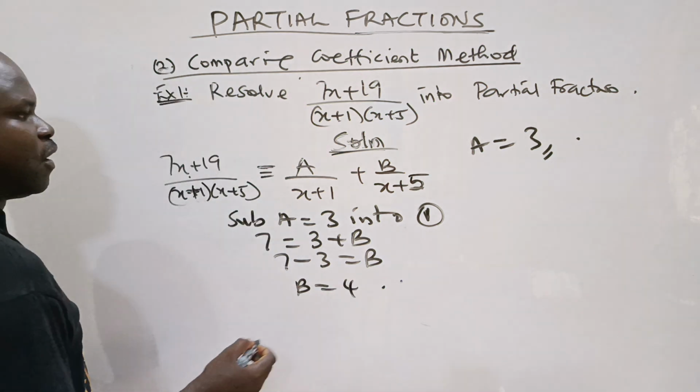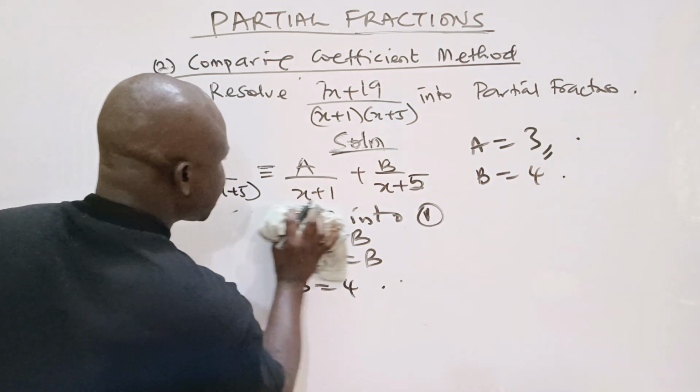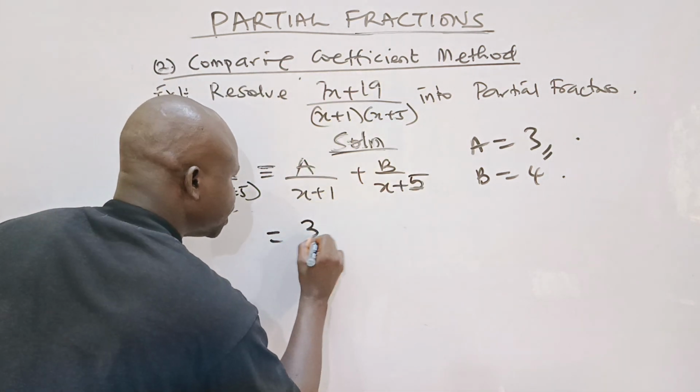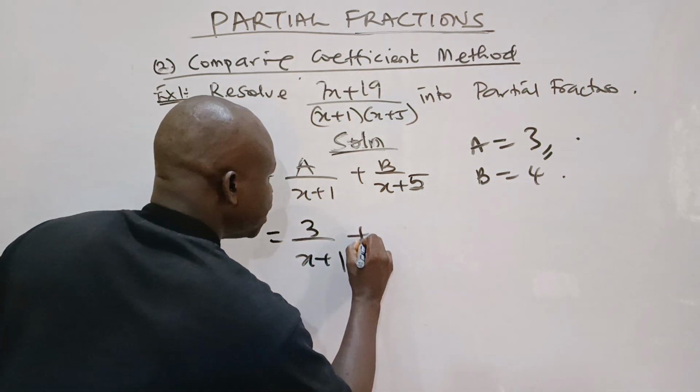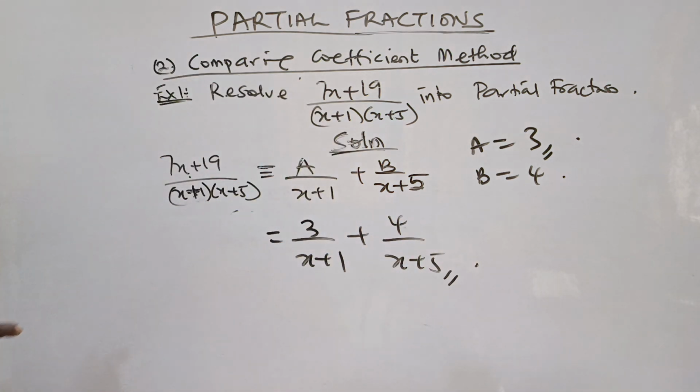We have been able to get the value of a to be equal to 3 and b to be equal to 4. So finally, the sum of its partial fractions will be 3 all over x plus 1, then plus 4 all over x plus 5, which is the same value that we got when we applied the cover-up method.